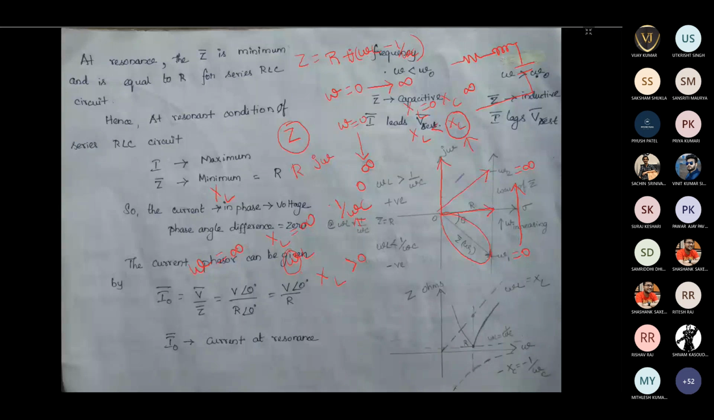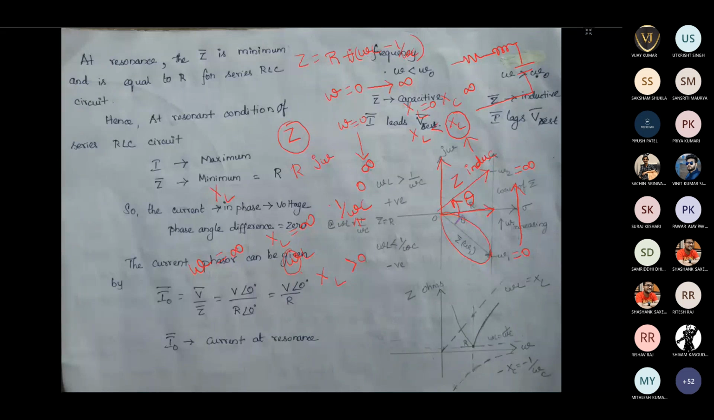Here it will be more inductive. We have already seen the circuit will behave like a more inductive circuit, so the voltage will be leading the current at that time. So here it will be a positive angle.